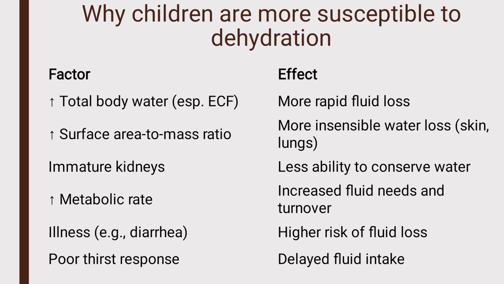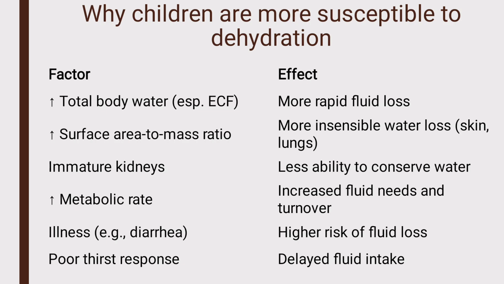So why are children more susceptible to dehydration? First factor, children have more total body water, especially extracellular fluid volume is very high in children, so there will be more rapid fluid loss. The surface area to mass ratio is higher in children, so that will cause more insensible water loss from the skin and lung. Children have immature kidneys. When there is fluid loss our kidney will try to concentrate the urine and prevent the loss of fluid through the urine. But in children, as the kidney is still maturing, there is less ability to conserve water.